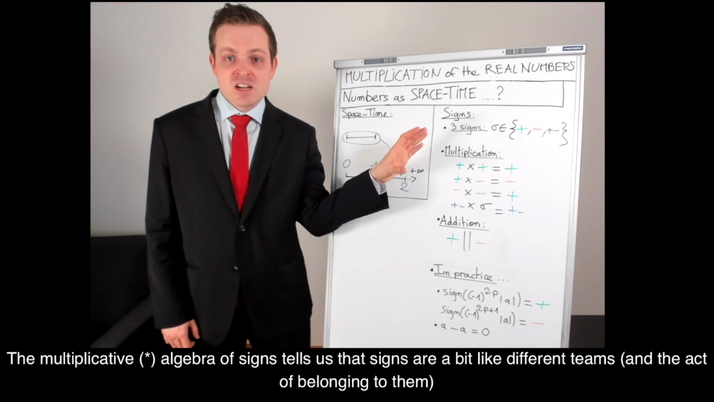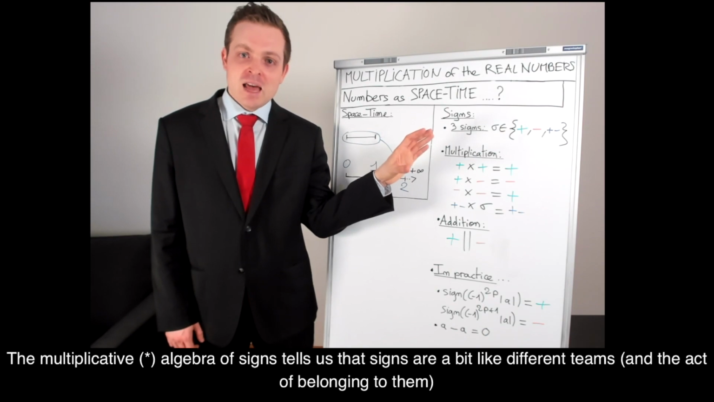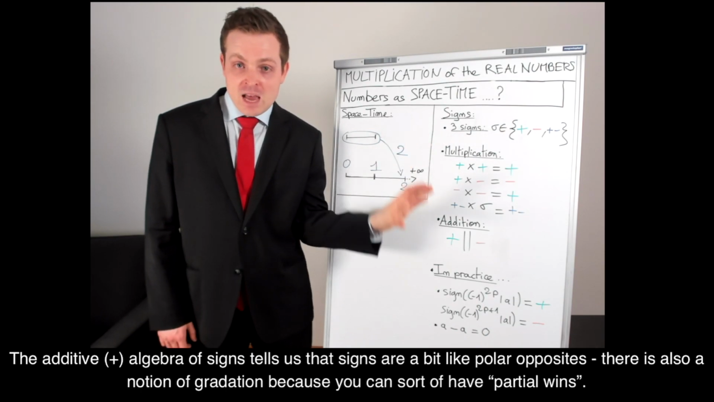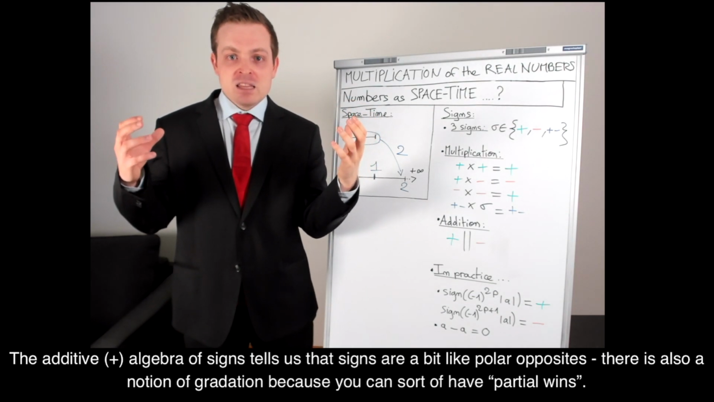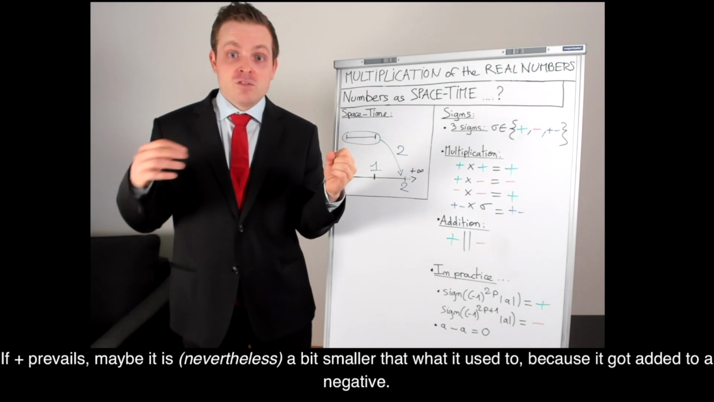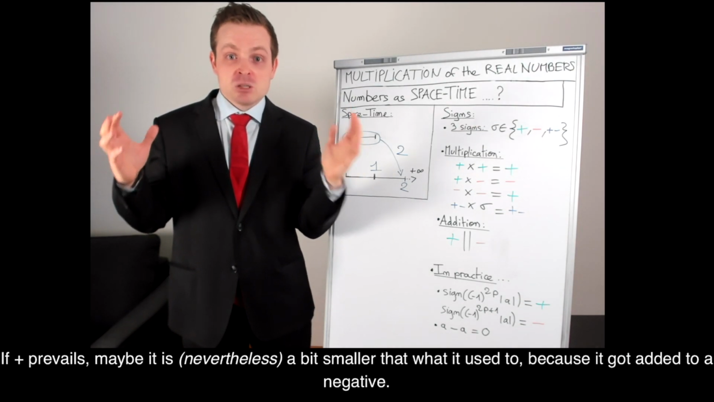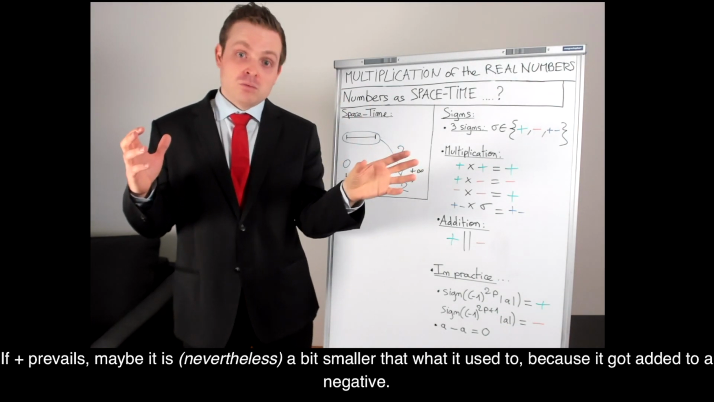The multiplicative algebra of signs tells us that signs are a bit like different teams and the act of belonging to them. The additive algebra of signs tells us that signs are a bit like polar opposites, and there's also a notion of gradation, because you can sort of have partial wins. If plus prevails, maybe it's a bit smaller than what it used to be because it's got added to negative.